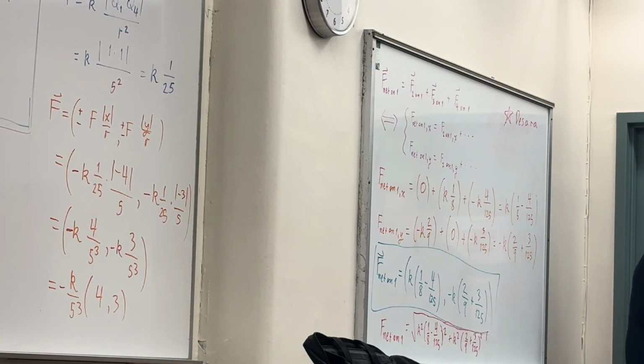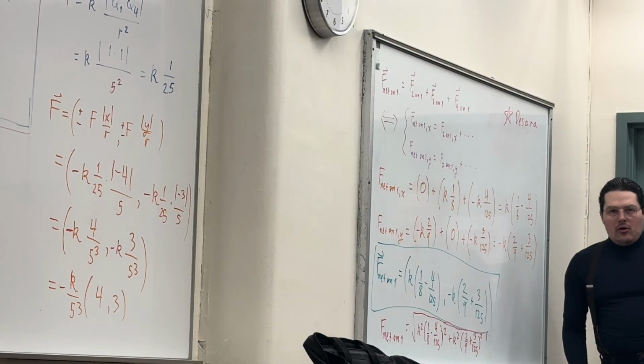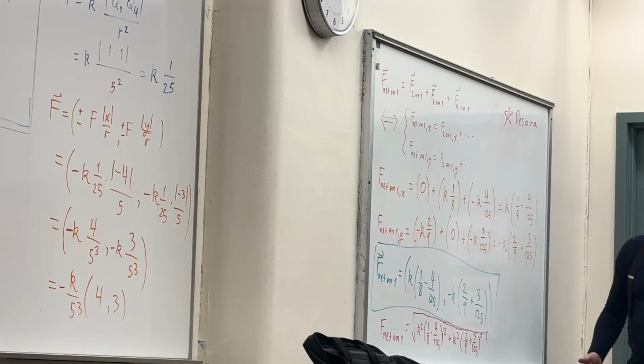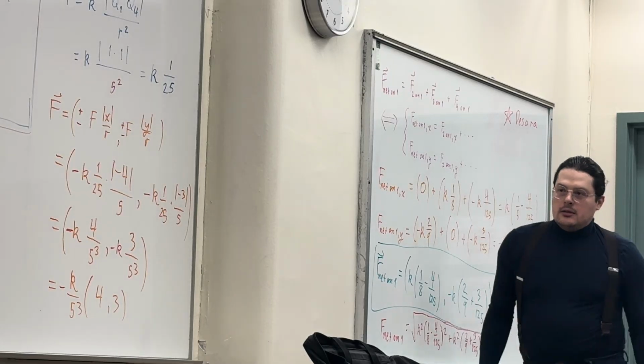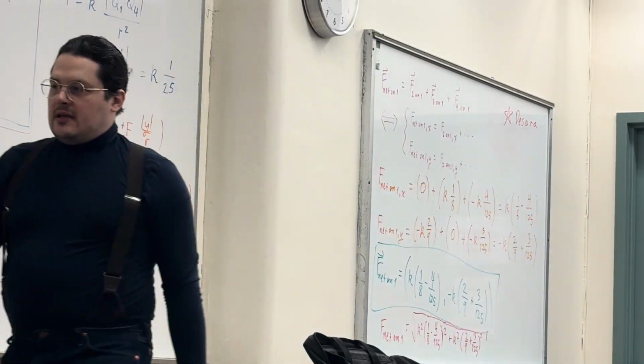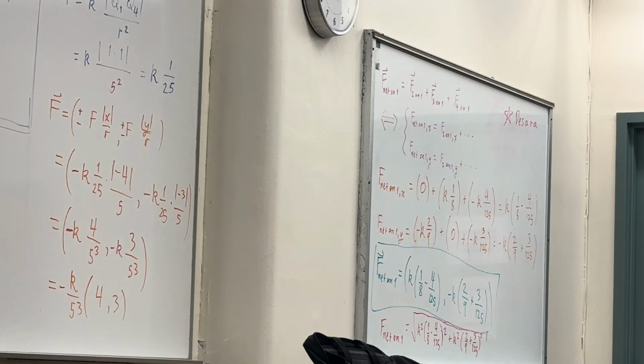That's the magnitude. Similarly, for the angle, you have to take the arctan of this divided by this, and since we know that the vector is in the right half plane, you can use whatever your calculator gives you. It will be a negative angle. Okay. Yes?